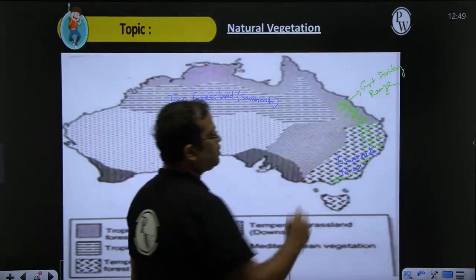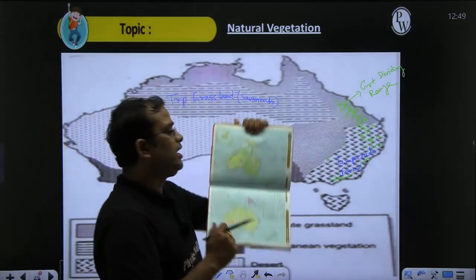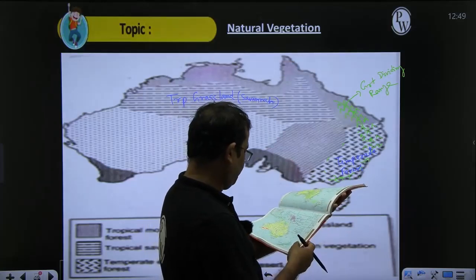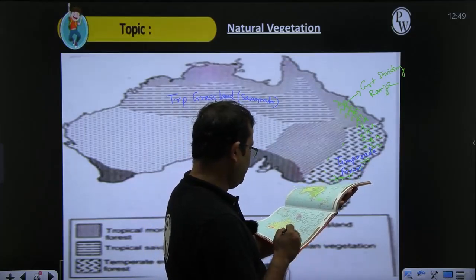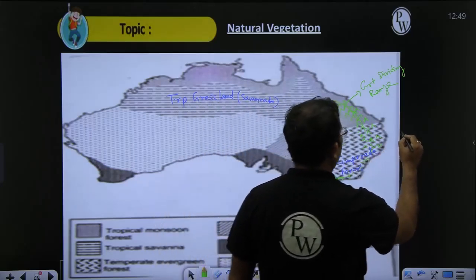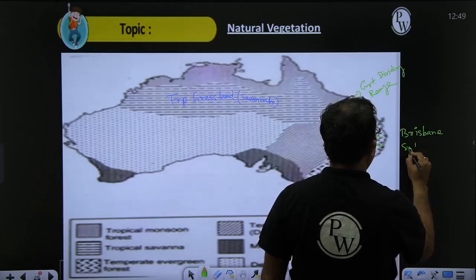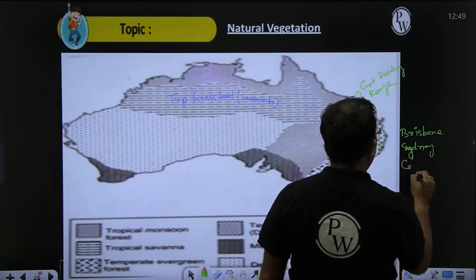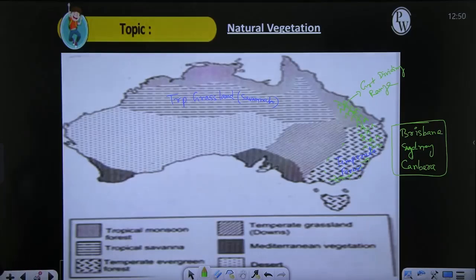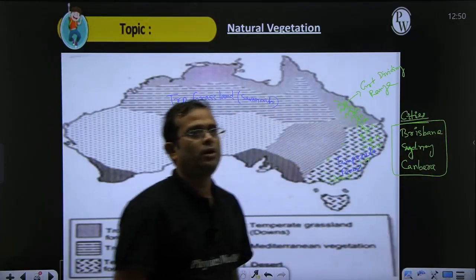In this particular Great Dividing Range area, temperate forest is found here. In fact, if we correlate with Australia's cities, temperate means Sydney, Canberra, Melbourne particularly. Mainly Brisbane, Sydney and Canberra, these are the cities, and they all are located here.